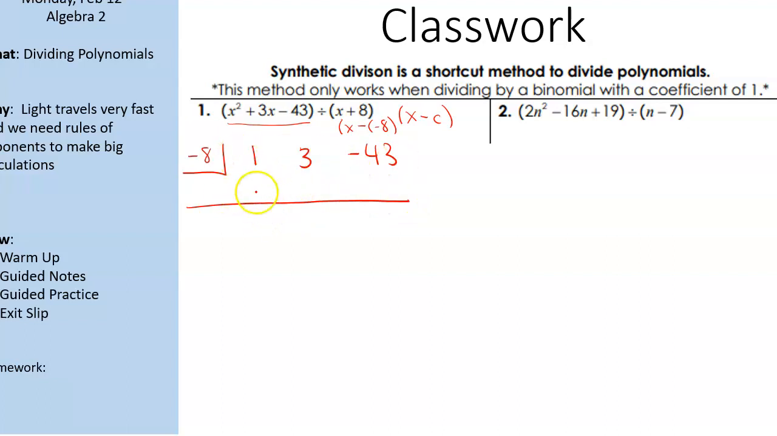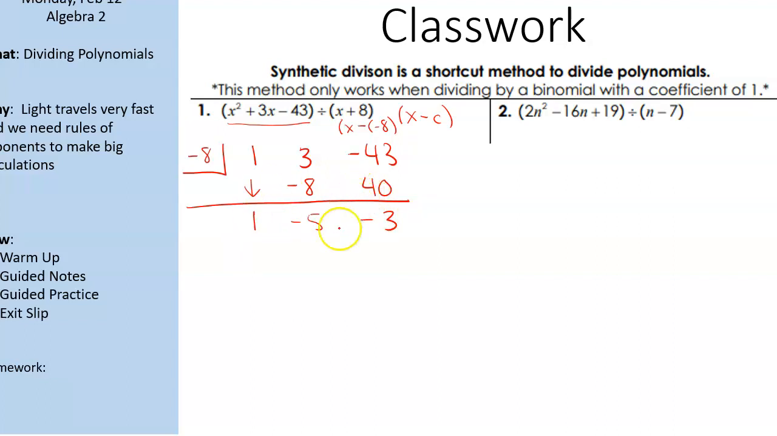So after we get our numbers lined up, the first number we drop down, and we take 1 times negative 8, and we get negative 8. We're going to combine like terms. 3 plus negative 8 is negative 5. Same thing, go to the box, multiply by the box. Negative 5 times negative 8 is positive 40. And combine like terms again. Negative 43 plus 40 is negative 3. And we're done with the coefficients.